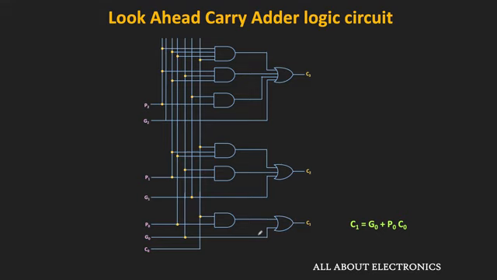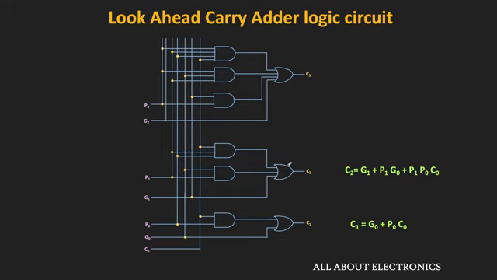Similarly, this is the expression of C2. To implement this function, we require 2 AND gates and 1 OR gate. Here, one AND gate is a 2-input AND gate, while the other one is a 3-input AND gate. And as you can see, here we require a 3-input OR gate.